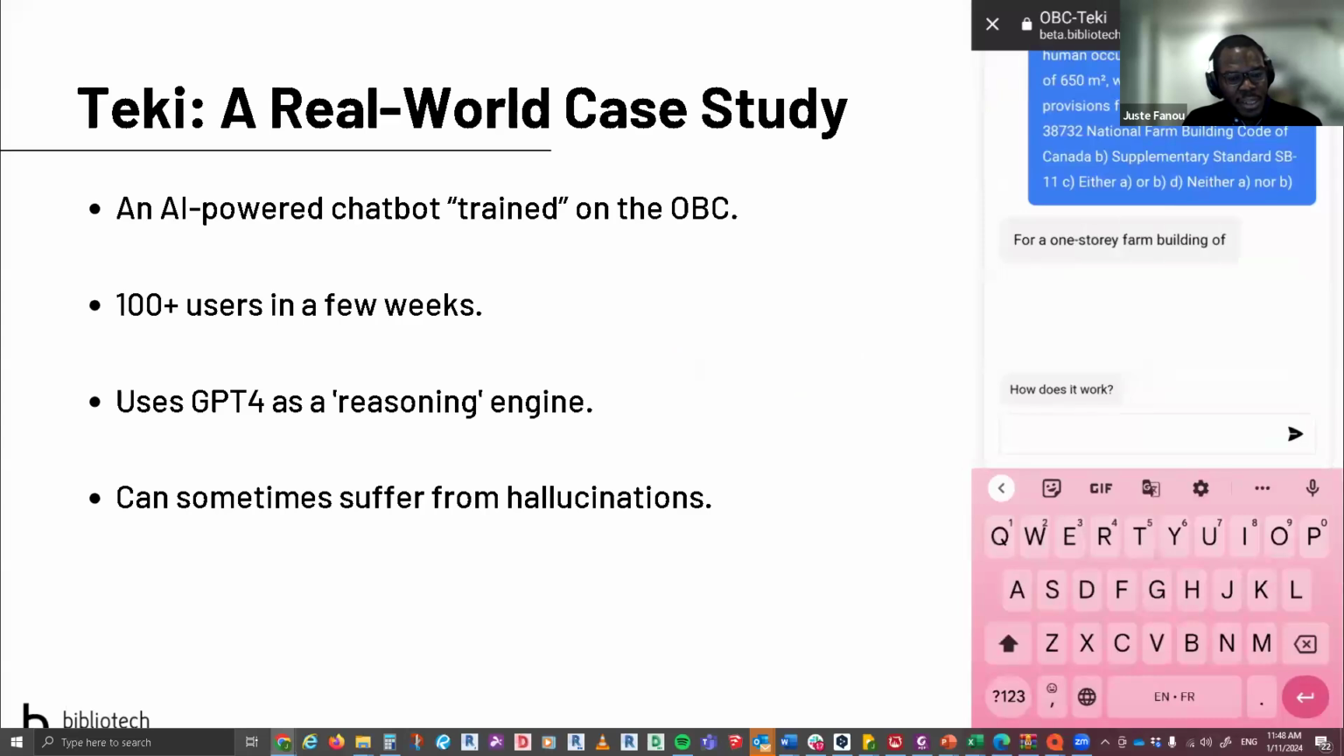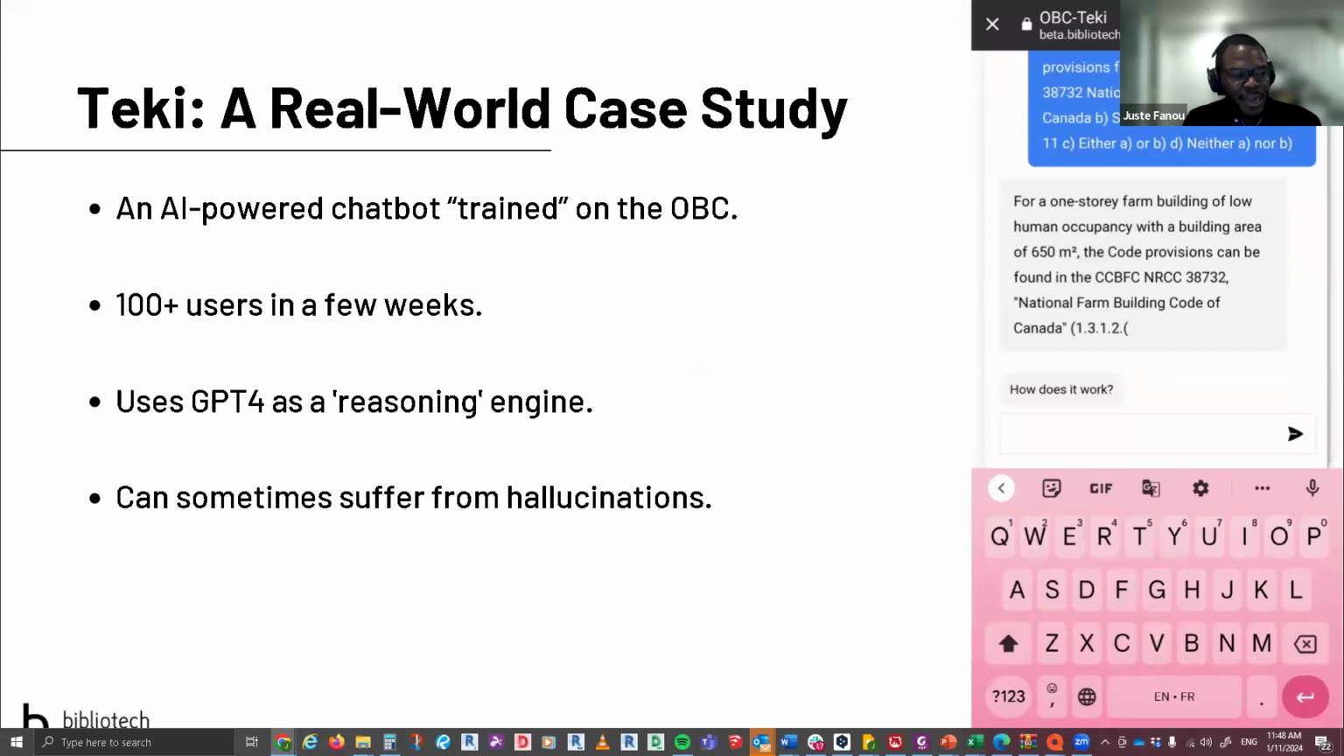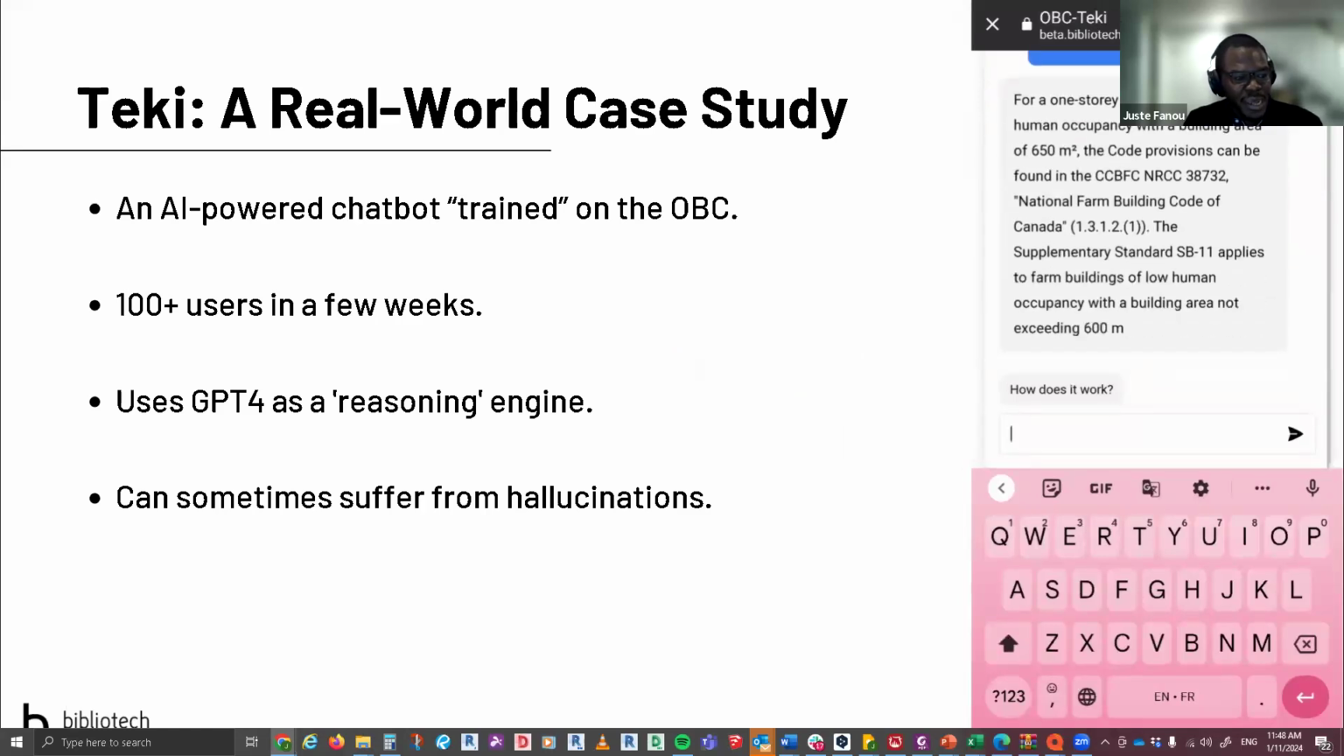What this bot does is that it's trained on the OBC. Again, I use the word training very loosely because I'll show you what it actually does in the back end. We got 100 plus users in a few weeks. That was very, very exciting. It uses GPT-4 as a reasoning engine.